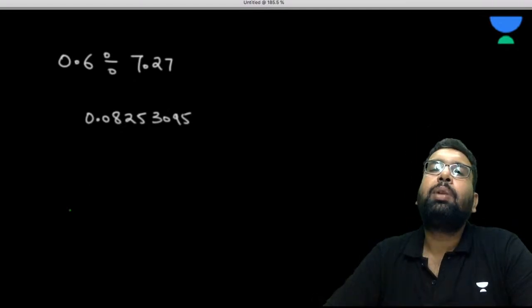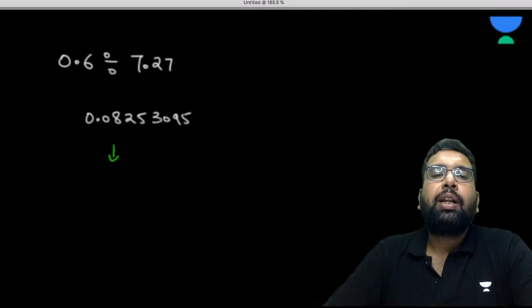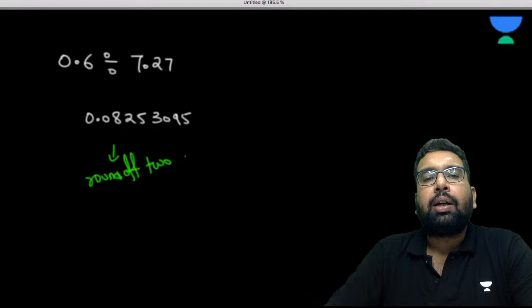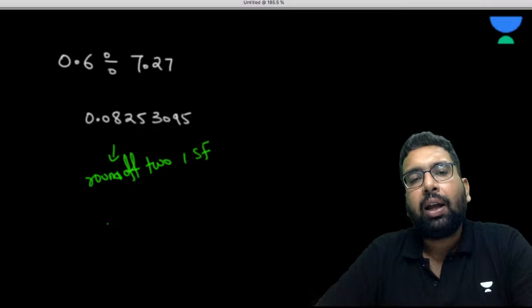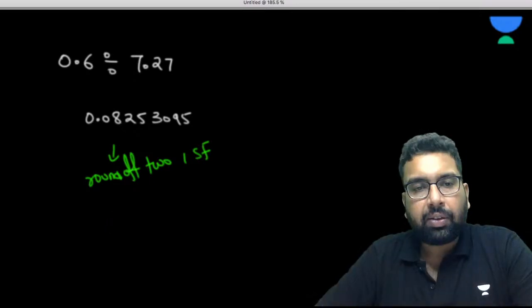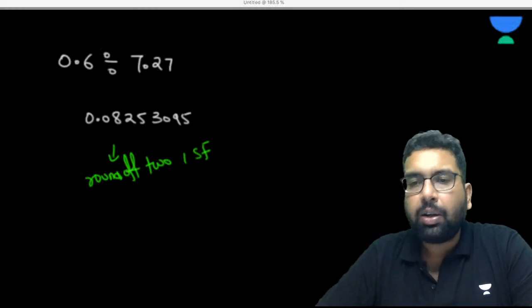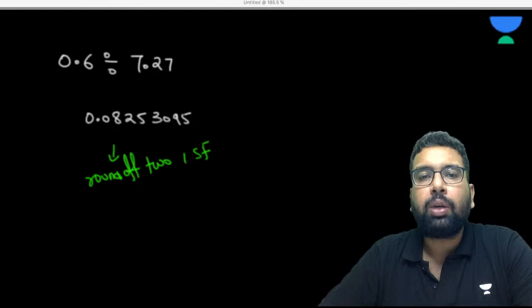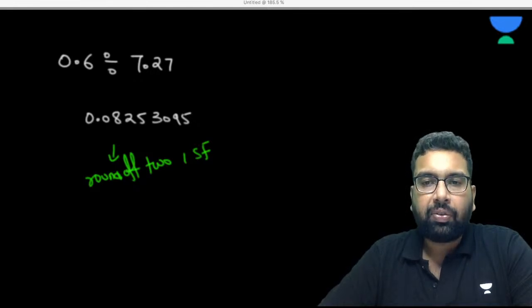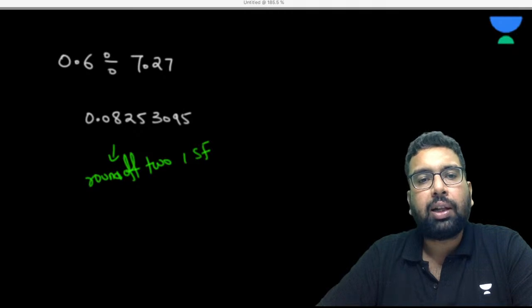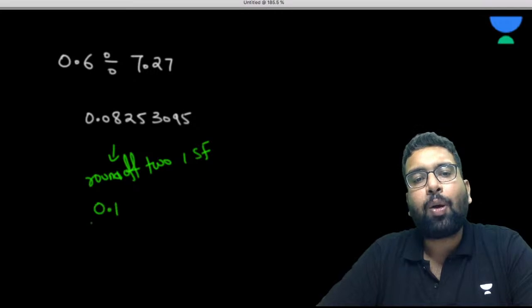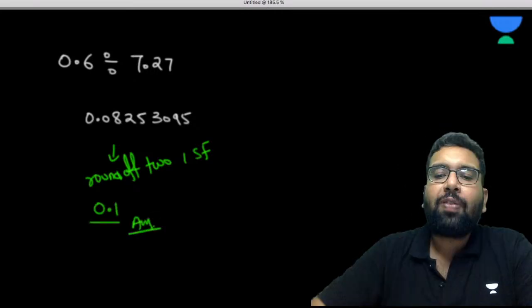No, sir, this is not going to be the final answer because we need to round off to one significant figure. Okay. So why do we need to round off to one significant figure? Because obviously we are dividing these two values. So the final solution must be rounded off to the significant figures as present in the value with the least significant figures. So when we round this off to one significant figure, we are getting 0.1. So this is going to be the final solution.